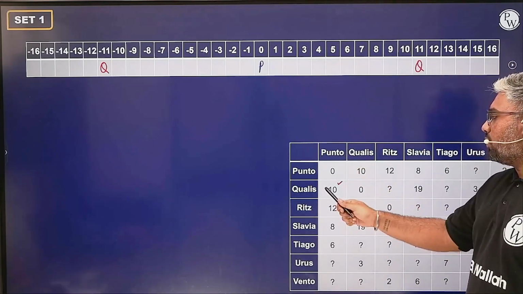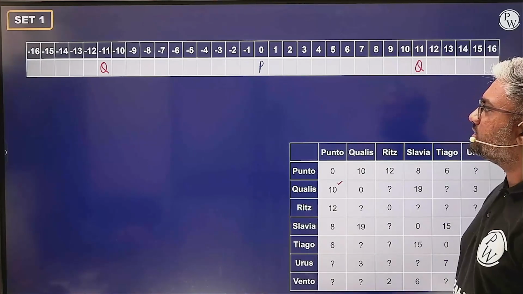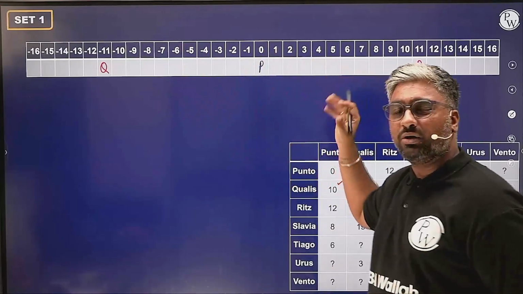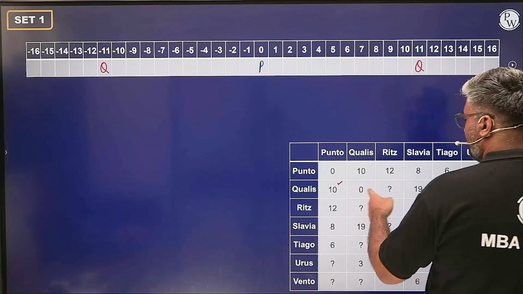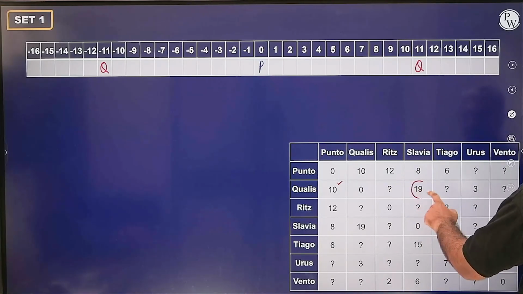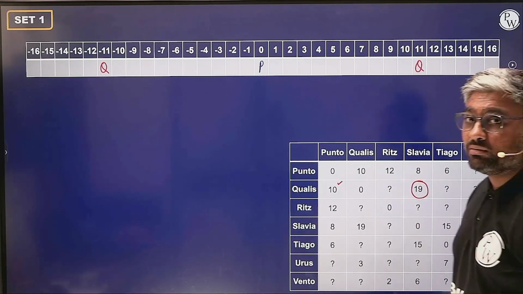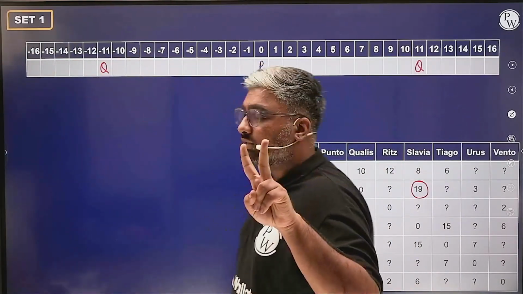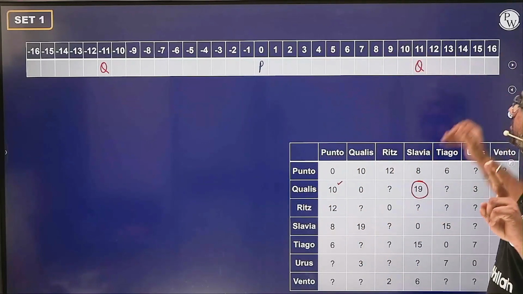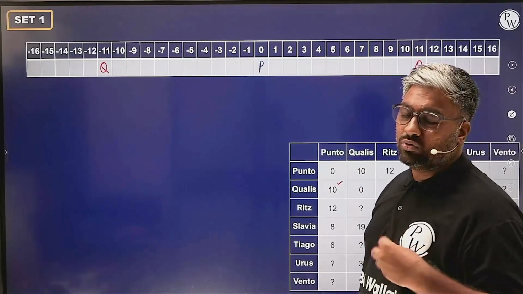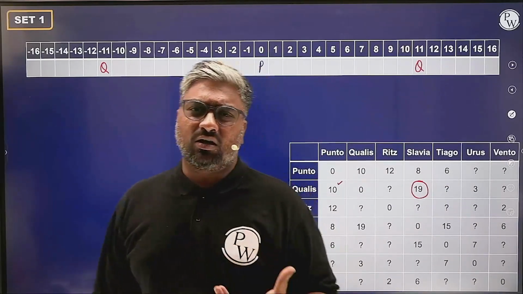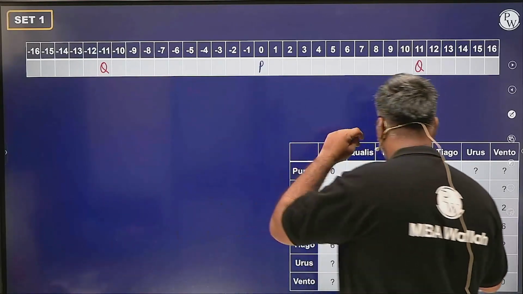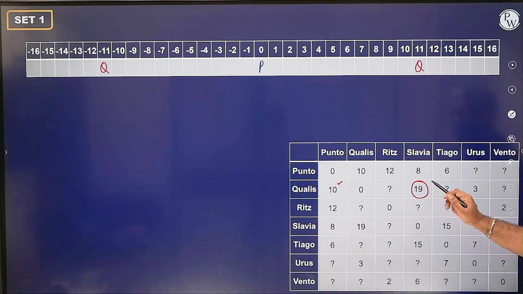Once we are done with Punto and Qualis, we need some guarantee or some consideration of where we are going to place next. Is it going to be that side or this side? Because if, for example, I go between Qualis and Slavia, we see there are 19 cars. What would it mean? We'd have to go 19 in this direction, 19 in this direction. That's 2 cases. Too many cases would end up creating a lot of chaos, so we're going to slow it down a bit.